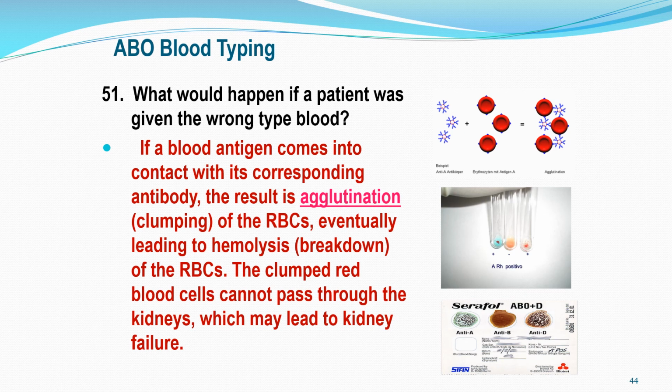What would happen if a patient was given the wrong type of blood? If a blood antigen comes into contact with its corresponding antibody, the result is agglutination or clumping of the red blood cells, eventually leading to hemolysis, which is the breakdown of red blood cells. The clumped red blood cells cannot pass through the kidneys, which may lead to kidney failure.